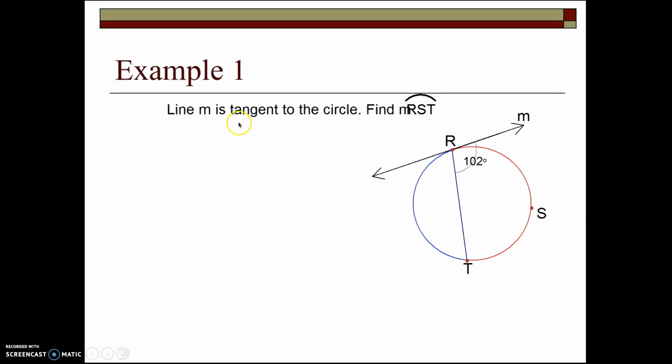Example 1, line M is tangent to the circle at point R. We have the chord RT, and we are trying to find the measure of arc RST, given the angle at R right here is 102. So the measure of RST equals 2 times 102. And the measure of RST is going to be 204 degrees.